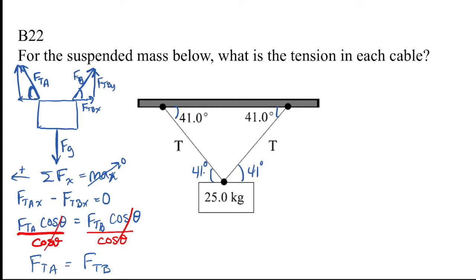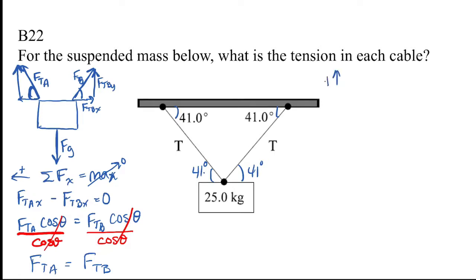Or really, as long as I know that they're, well, here they're not even equal and opposite. Now they're both going upwards for the y direction. So instead of saying force of tension in A in the y plus force of tension in B in the y, I can just take one of those and multiply it by 2, because they're the same thing. Isn't that so nice?